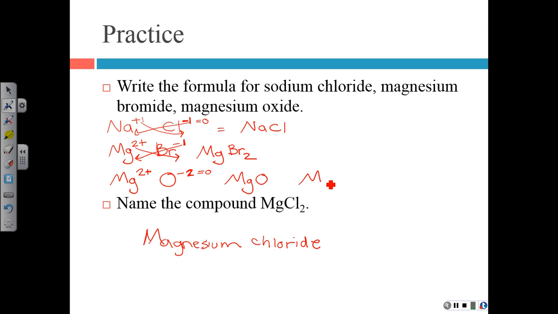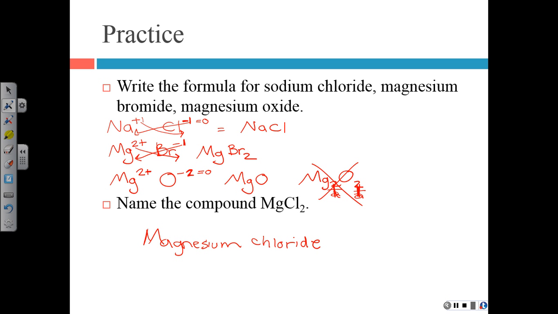A formula is the smallest whole number ratio. So if you look there, that's not the smallest whole number ratio that you could have, because you could divide both of these by 2 and get 1. So if you end up with your charges being the same here, 2 minus 2 is 0, then you just leave it as the 1 atom. You don't have to swap because your charge already cancels. All right, questions?